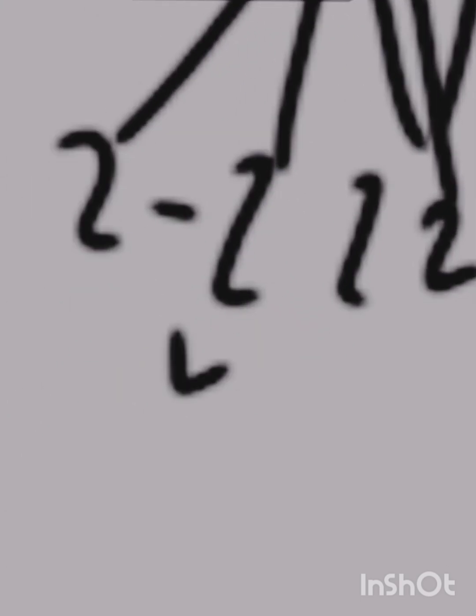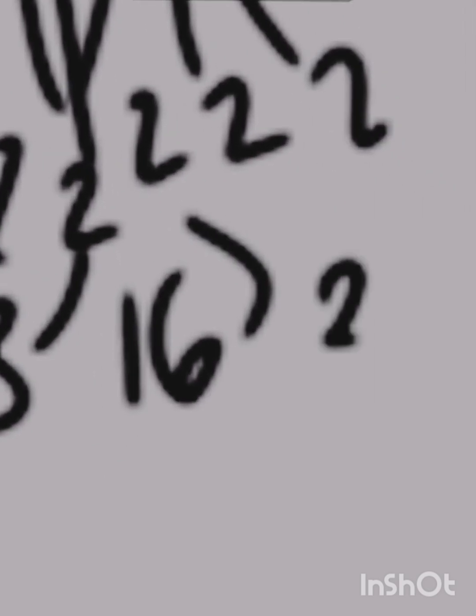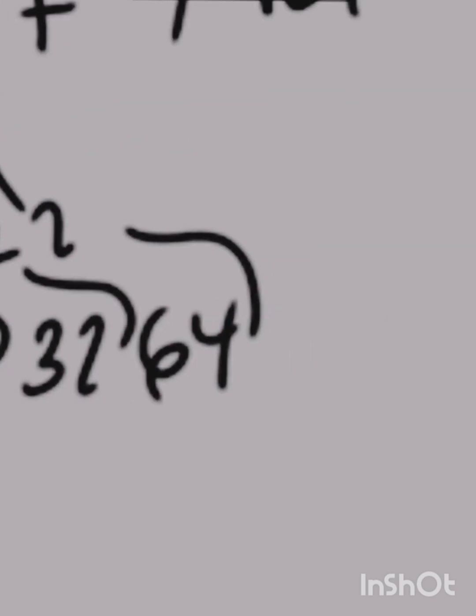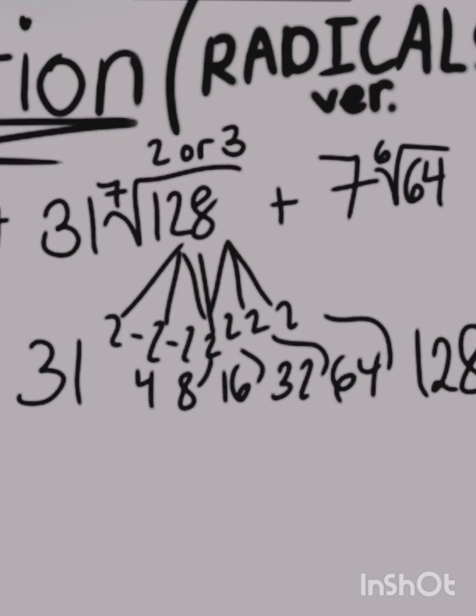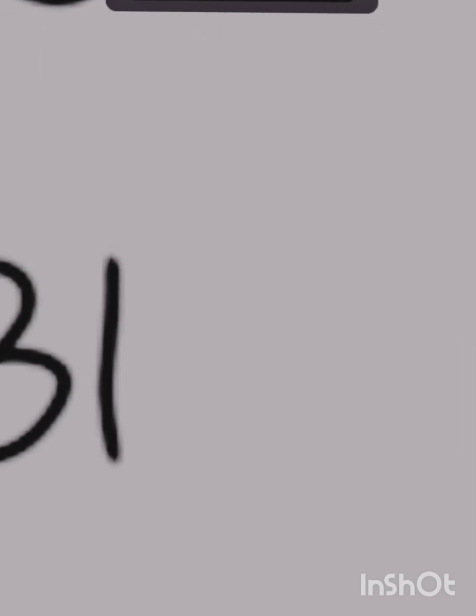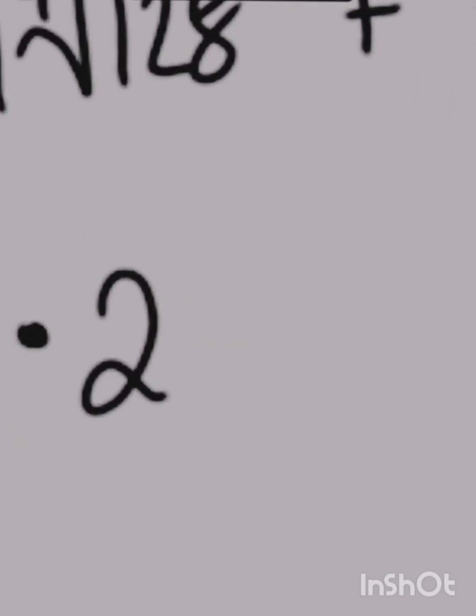So 2 times 2 is 4. 4 times 2 is 8. 8 times 2 is 16. 16 times 2 is 32. 32 times 2 is 64. And 64 times 2 is 128. Oh yeah, it is 128. So the seventh root of 128 is 2. Let's put the multiplication dot here and put 2, since we found the seventh root of 128.